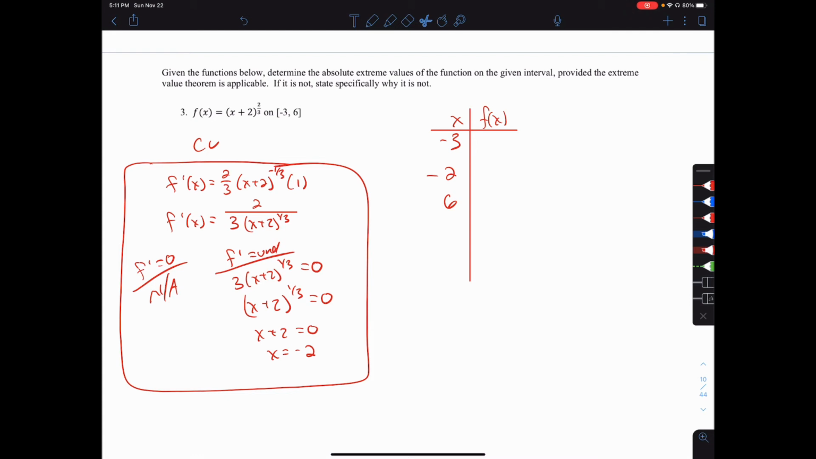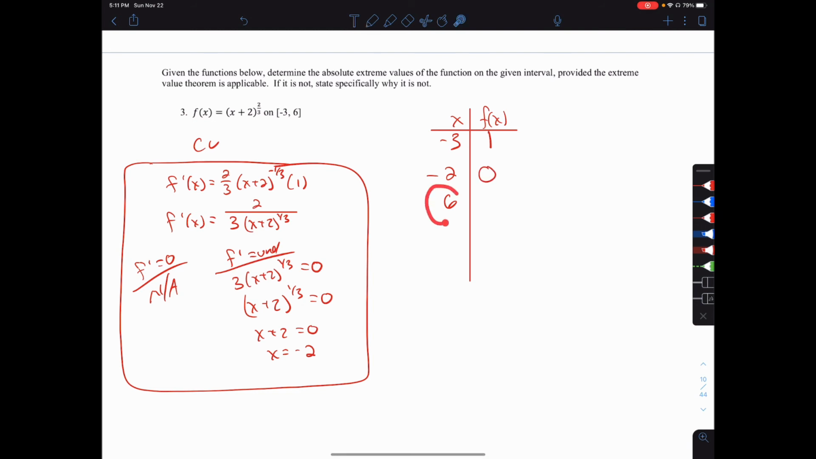Let's see if we can do this calculation easily. If I put negative 3 in here, negative 3 plus 2 is negative 1. The cube root of negative 1 is negative 1. If you square it, you get positive 1. Boom, done. Put negative 2 in. Negative 2 plus 2 is 0.